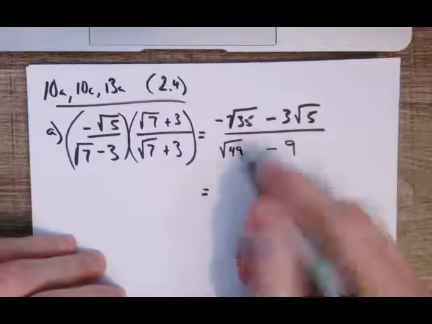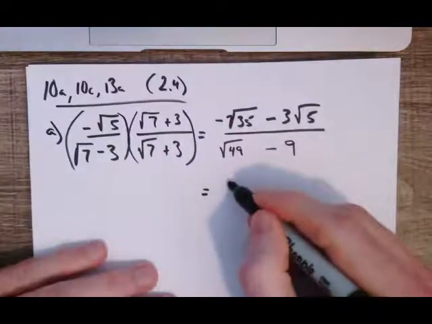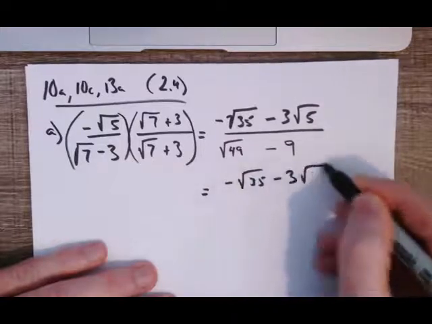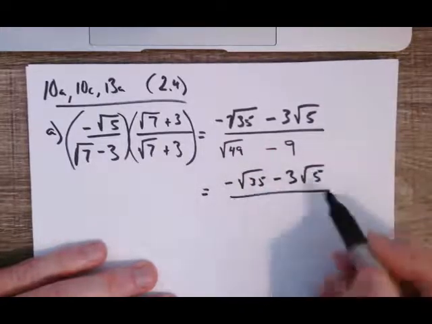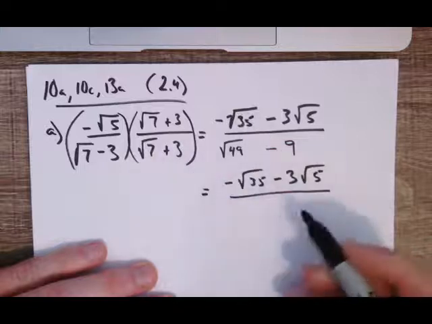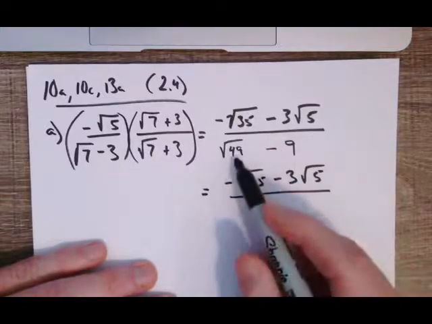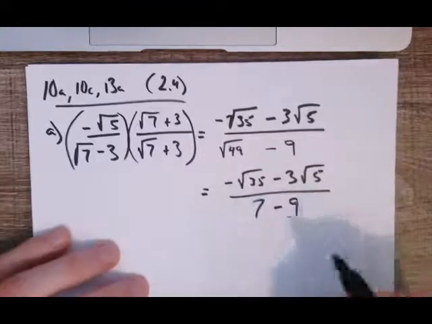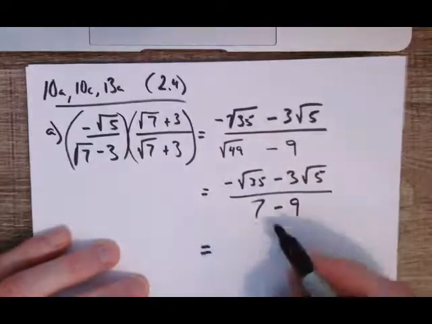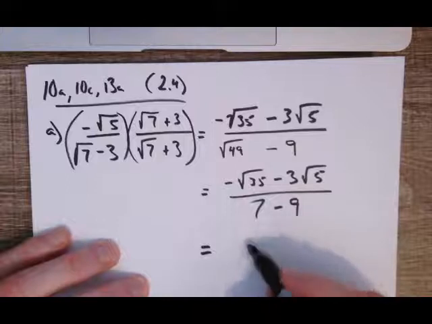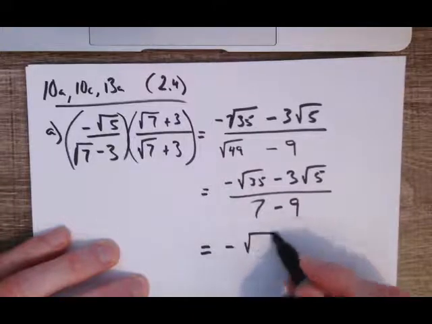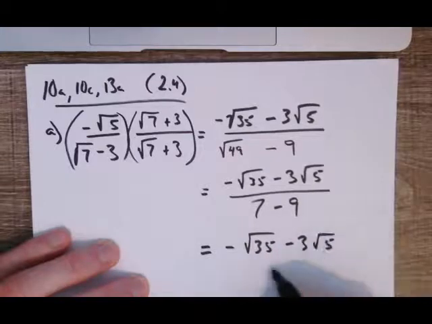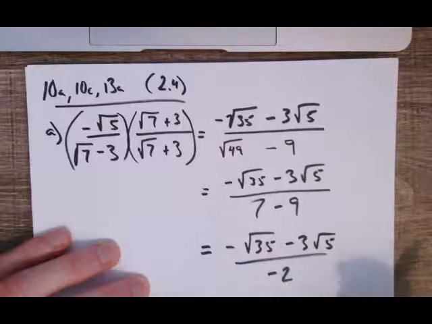Okay, so let's simplify. That top is not being simplified at all. Negative root 35 minus 3 root 5. Both of those are not going to be simplifiable. The root of 49 is 7. So it's 7 minus 9. We want to simplify this further. That's going to be negative 2. There's a couple more steps we could do here if we want. Negative root 35 minus 3 root 5. And underneath is negative 2.